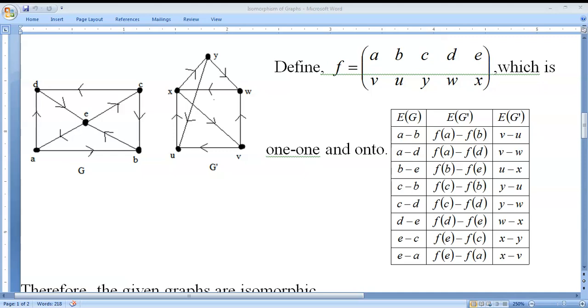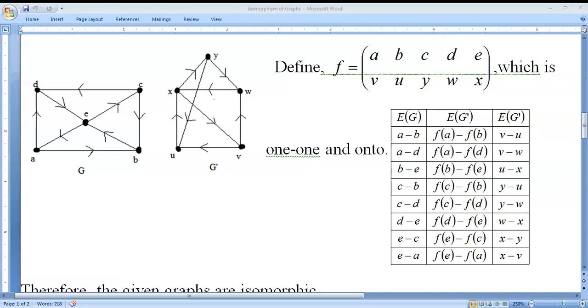Okay. If you take the first graph G, the in degree of vertex A is 1 and the out degree of vertex A is 2. The in degree is 1 because there is only one edge directed towards vertex A. The out degree is 2 because there are two edges going away from vertex A. So one edge is directed towards vertex A, so in degree is 1. Two edges are directed away from vertex A, so out degree is 2.